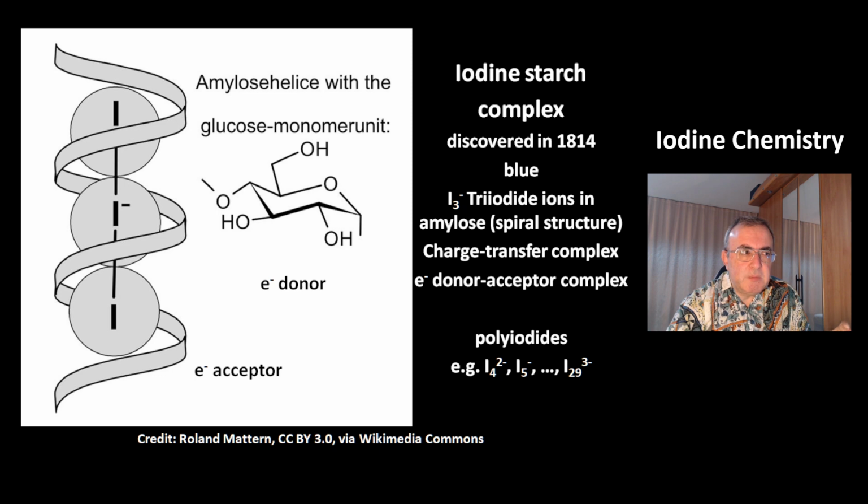This is more complicated because iodide tends to make bigger ions, like for example I4 2-, I5-, up to I29 3-.